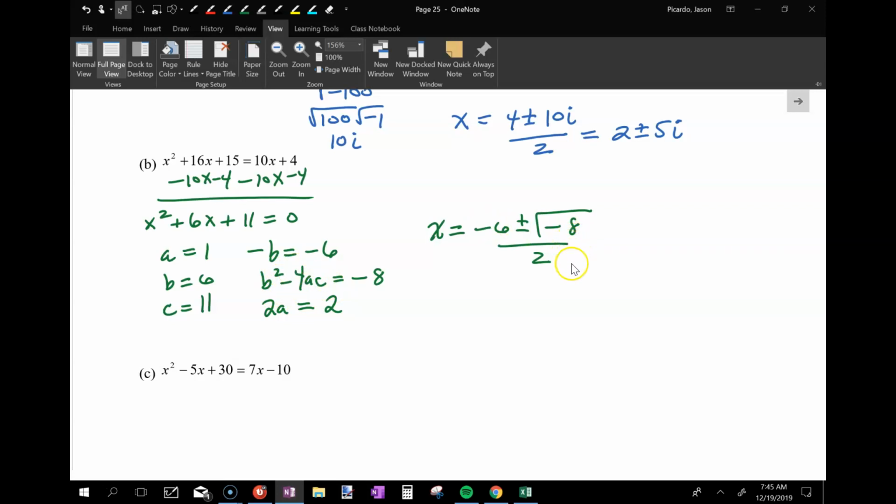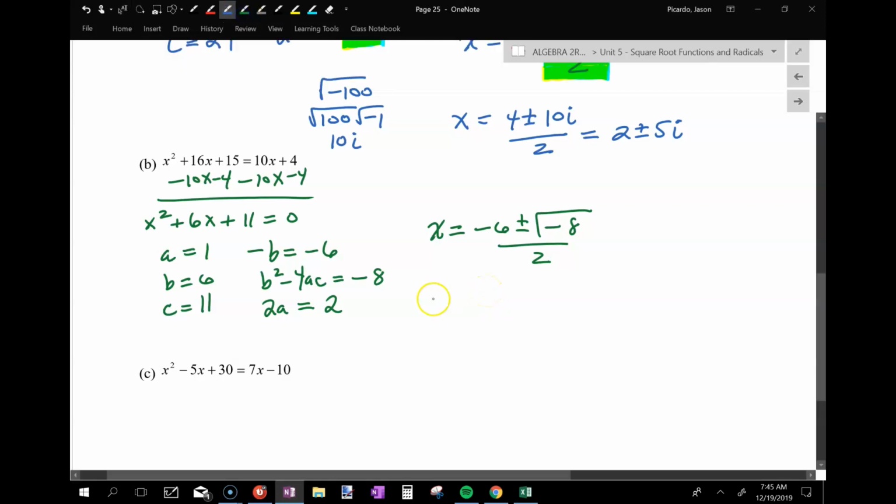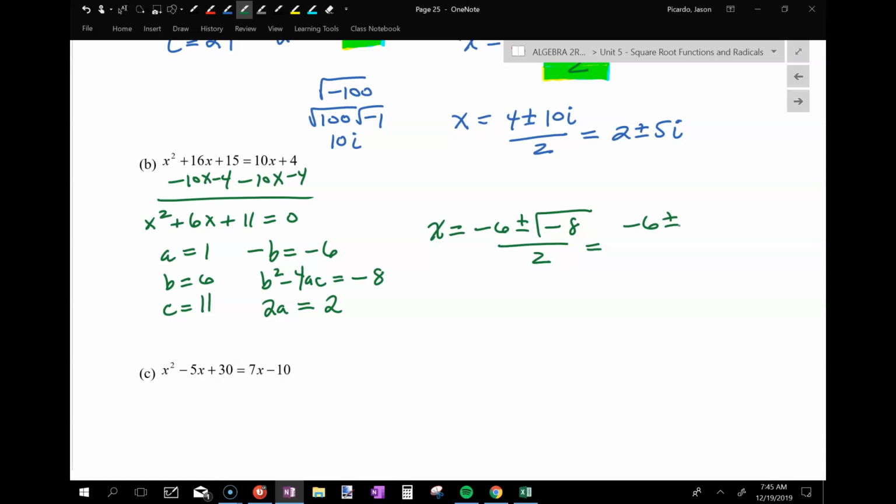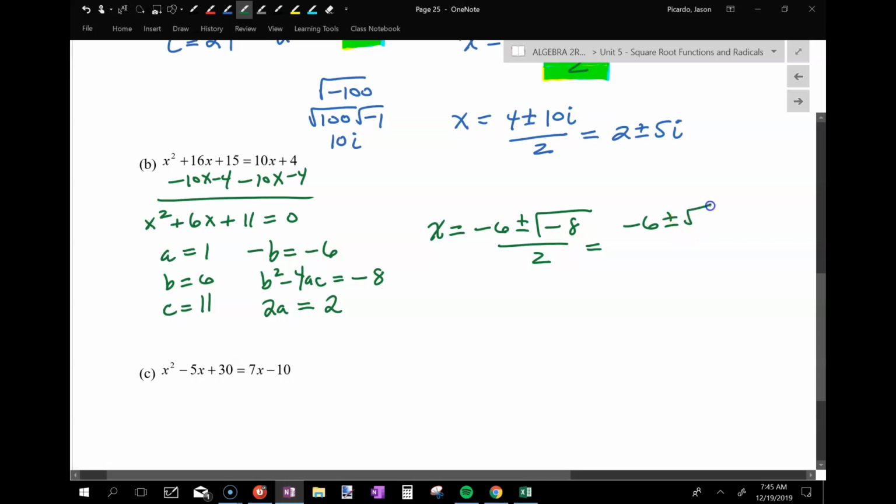All right, so we get to this point, right? Why are we not done? Because I can simplify this, correct? Let's break down radical negative 8. What am I going to break it down into? Well, I'm going to make it radical 8 and radical negative 1. So we know that much. But what can I do with the radical 8? Radical 4 and radical 2. So what do I have? I have a radical 4, I have a radical 2, and I have a radical negative 1.